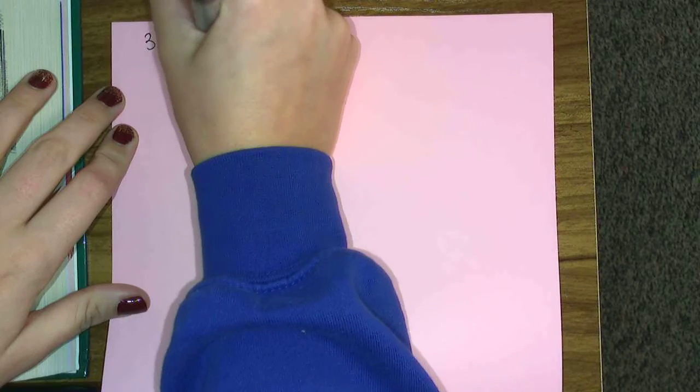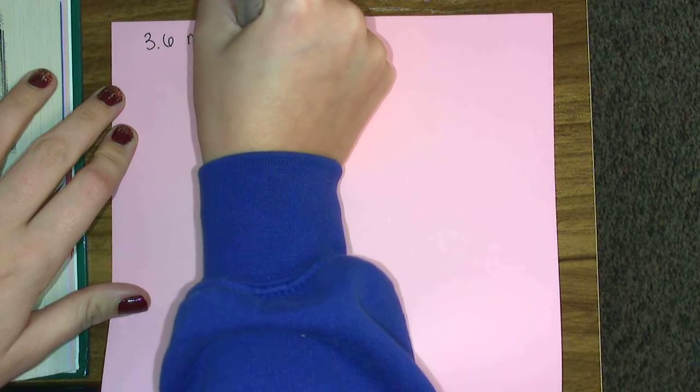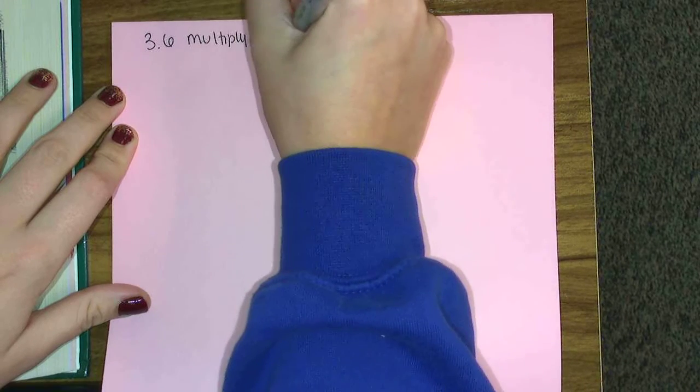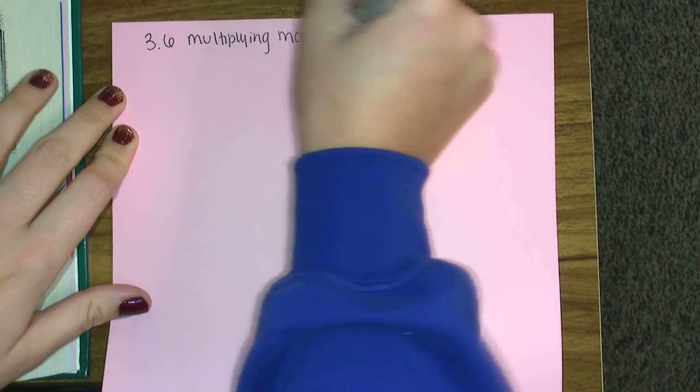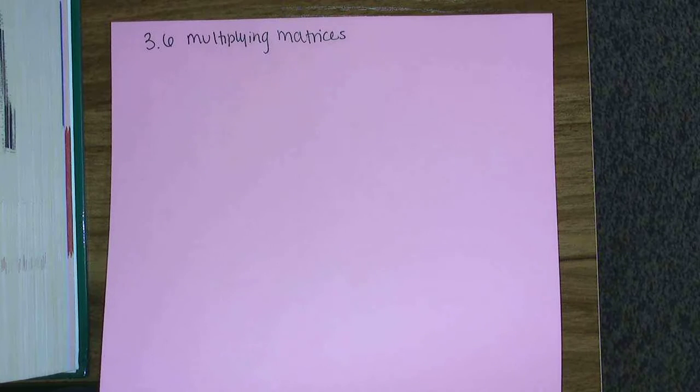All right, so 3.6 multiplying matrices. And a big thing I will say is we do not do these the same way that we add and subtract or that we multiply by a constant in front. This is multiplying two matrices together.